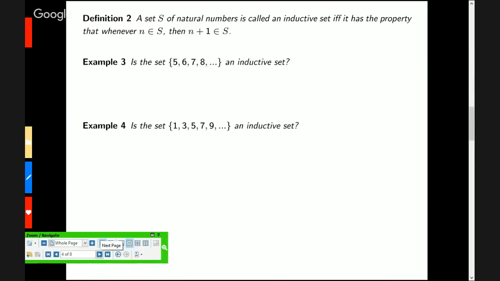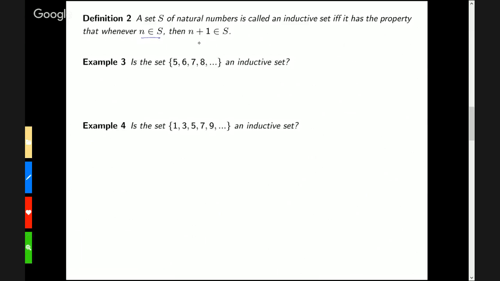Okay, so we have a definition. A set S of natural numbers is called inductive if and only if it has the property that if n is in S, then n plus 1 is in S. So look at this example 3 here. Is that set inductive?